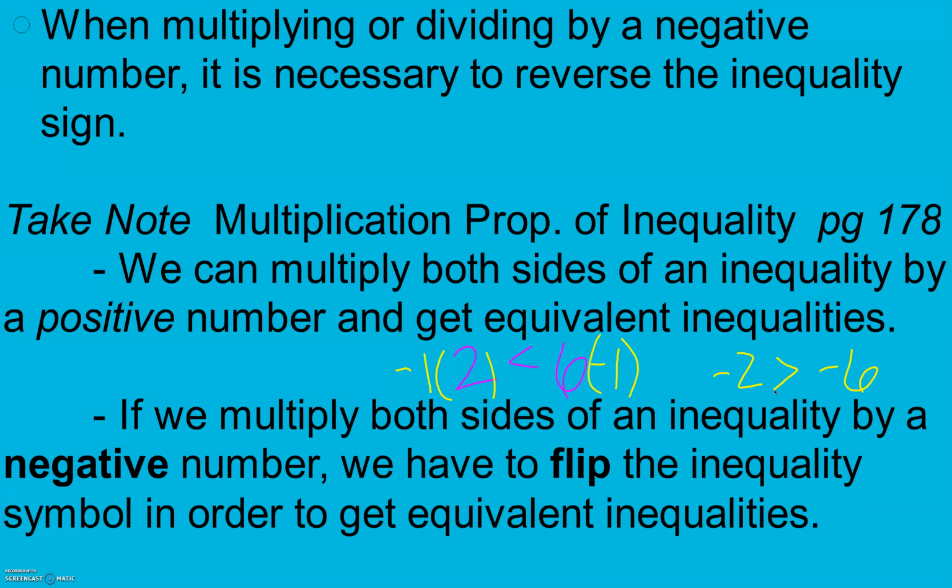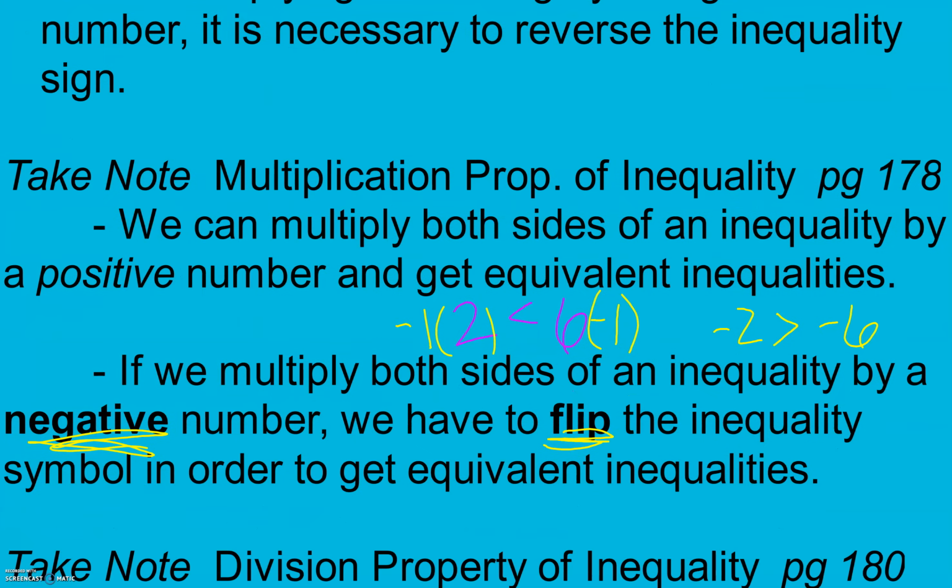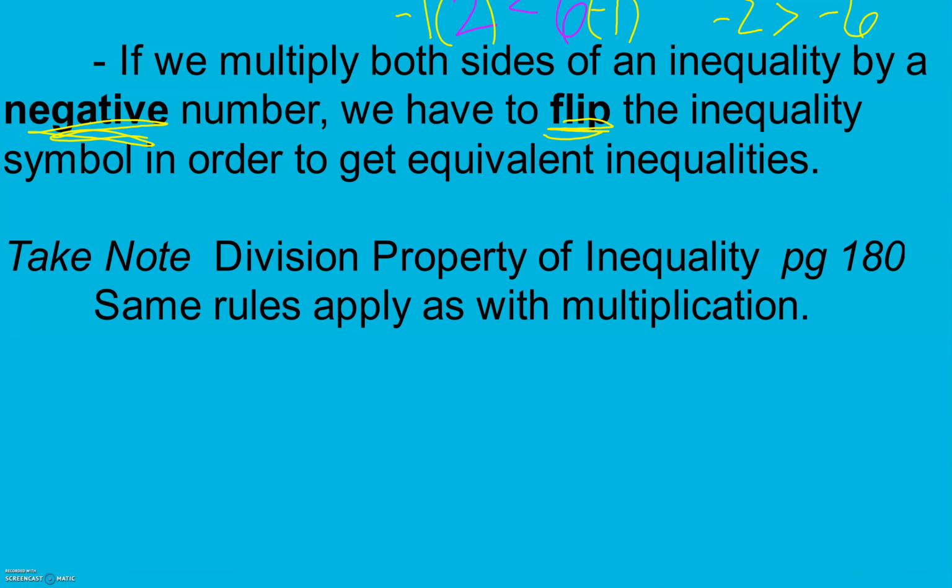If we multiply, and it's going to work the same way with division, both sides by a negative number, so if we multiply or divide by a negative number, we flip the inequality. I have this up on the wall in my room, the very first poster, because it's that important. The take note on page 180 talks about our division property of inequality.